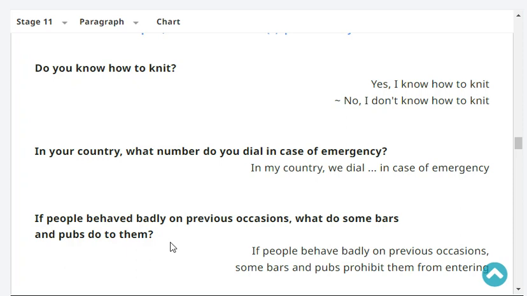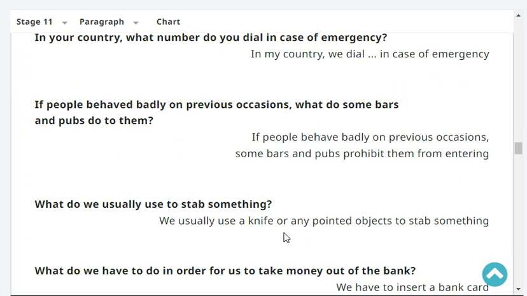If people behave badly on previous occasions, what do some bars and pubs do to them? If people behave badly on previous occasions, some bars and pubs prohibit them from entering again. Very good.